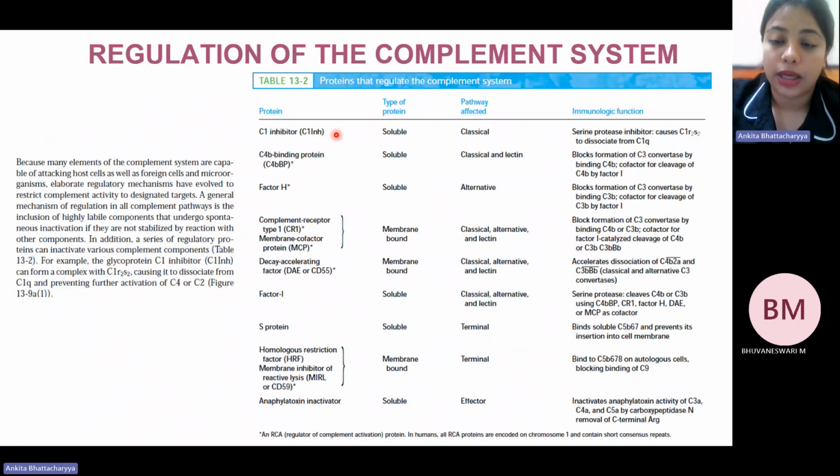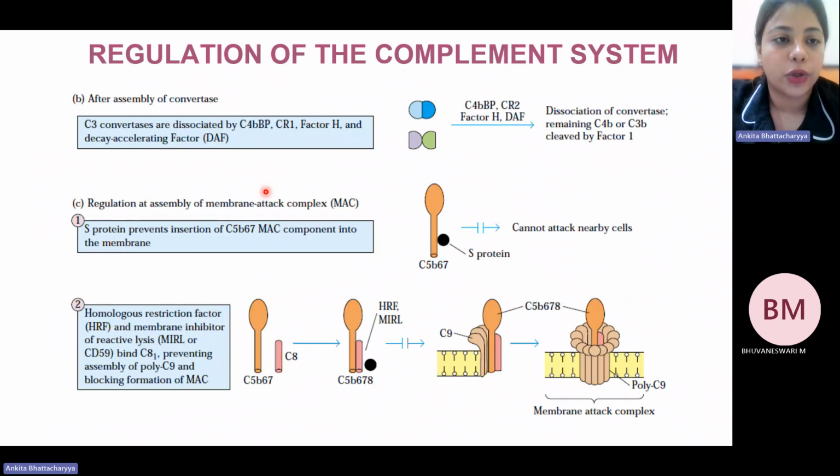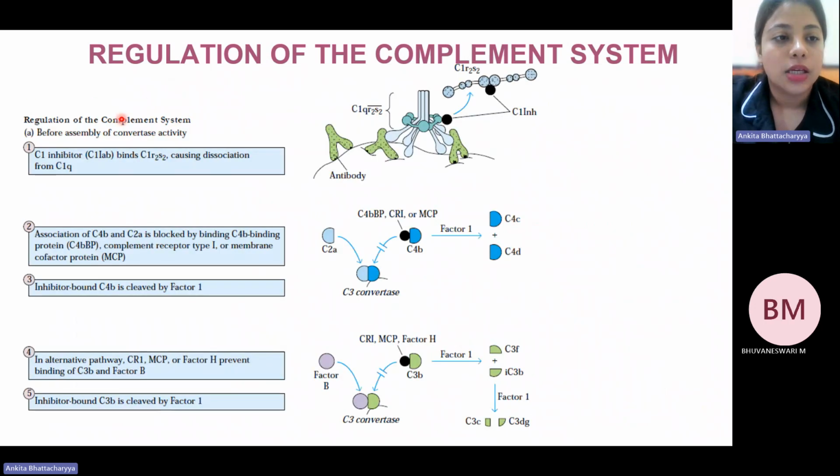Now, if we quickly look at the steps at which this is done. Regulation of the complement system is occurring broadly, if you think about it, in two stages. One, before assembly of convertase activity, and two, after the assembly of the convertase. We'll go over them one by one. So before the assembly of convertase activity, how is the complement system being regulated or kept in check?